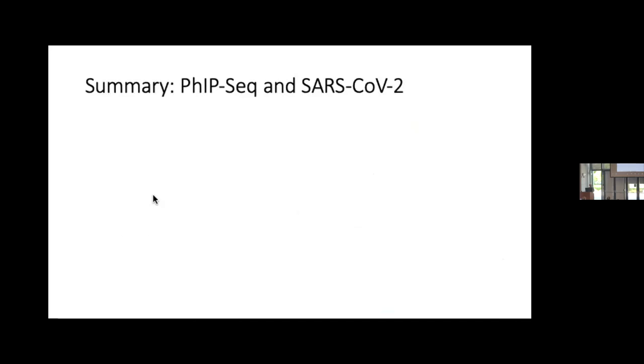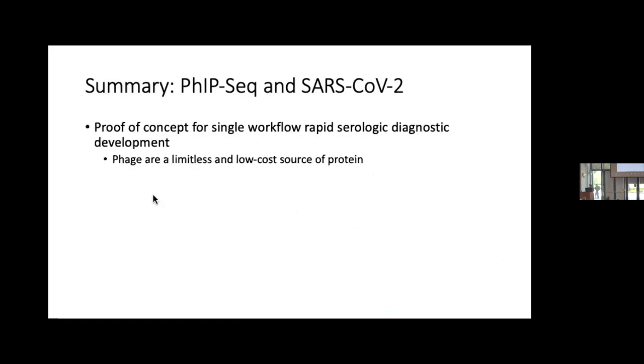So in summary, just to summarize what we did on SARS-CoV-2, really the key take-home point is that this is a proof of concept for a single workflow for rapid serologic test diagnostic development. And I think the one thing I can't hammer home enough is that what phage is ultimately is a limitless and low-cost source of protein. And protein production, as anybody knows, can get pricey. To do this, all you need is a genomic sequence. And so while we applied this to SARS-CoV-2, the overall approach is applicable to many pathogens. So it's something that we are pretty bullish about in terms of being a platform for serological diagnostic development.